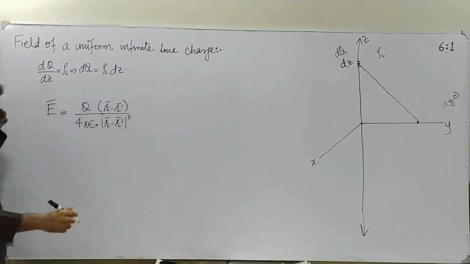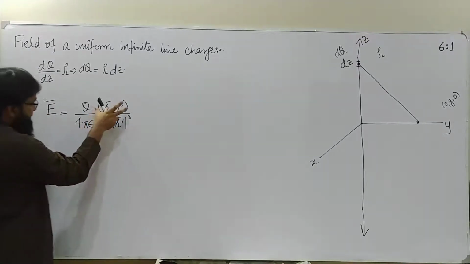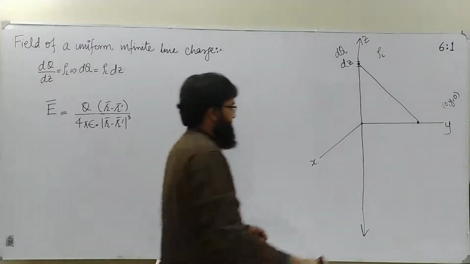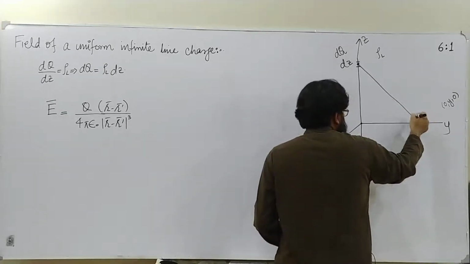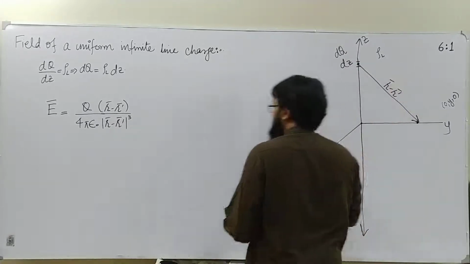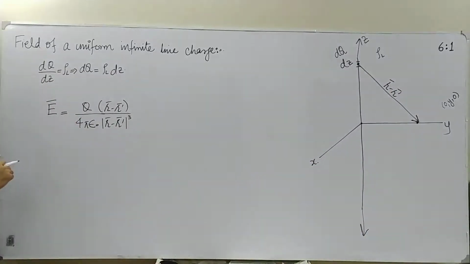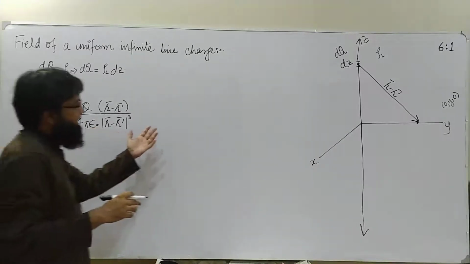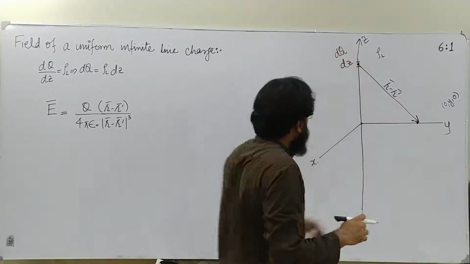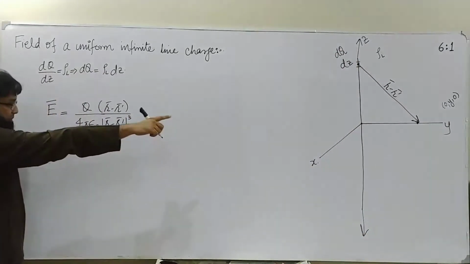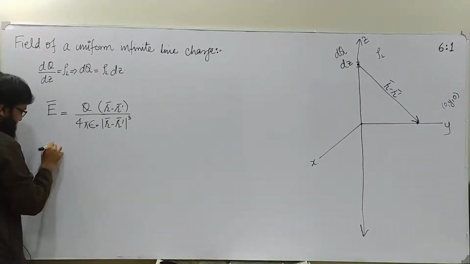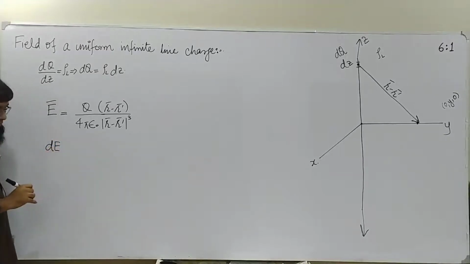The bracketed term is nothing but the vector which starts from the source point and terminates at the field point, meaning this vector. What is this? This is r minus r prime. This is something which you are all already aware of. So this is what we need in order to find the contribution of the field at this point due to this differential point charge. The contribution at that point due to the differential point charge will be the differential contribution to the electric field intensity.